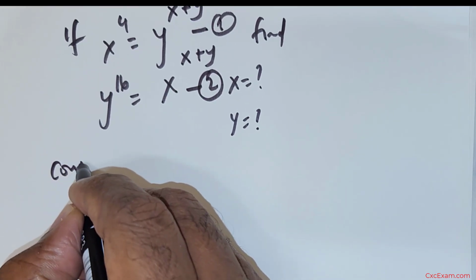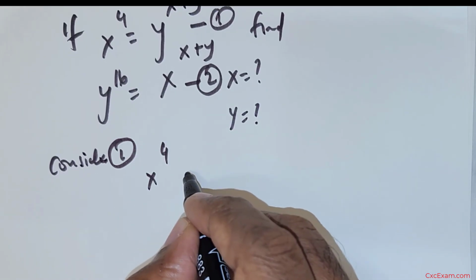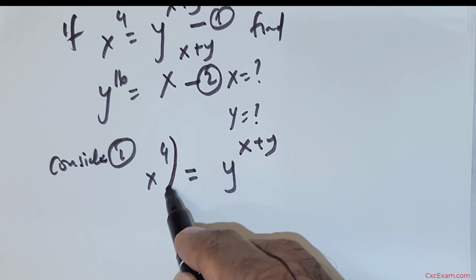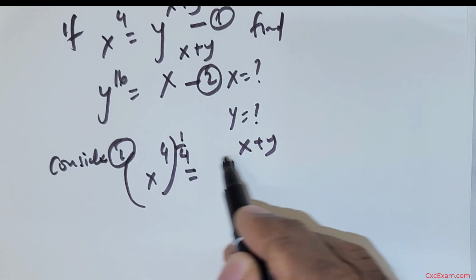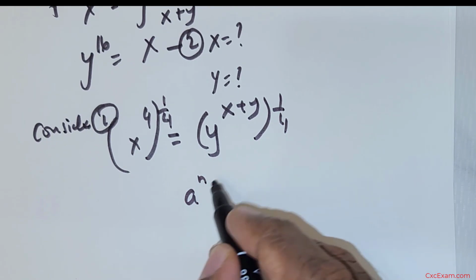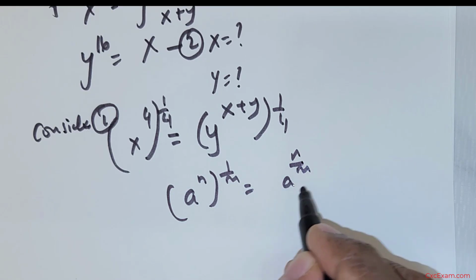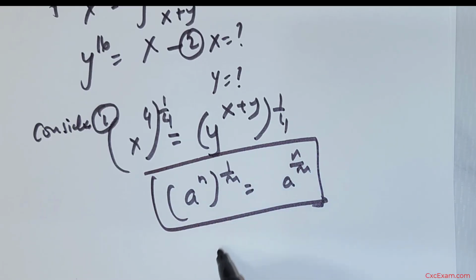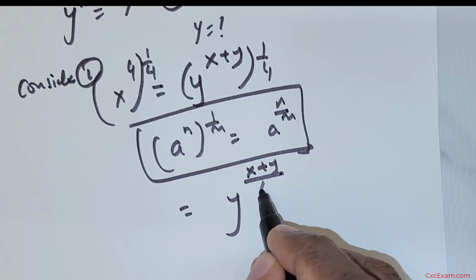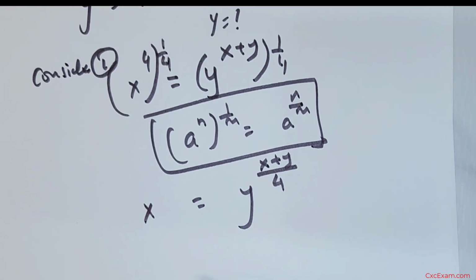What I will do here is I will consider the first equation. x^4 is equal to y^(x+y). I will raise both sides to the power of 1/4. Now from the law of indices, (a^n)^(1/m) is equal to a^(n/m). So this is going to be y^((x+y)/4). Over here 4 and 4 can be cancelled, giving you x.